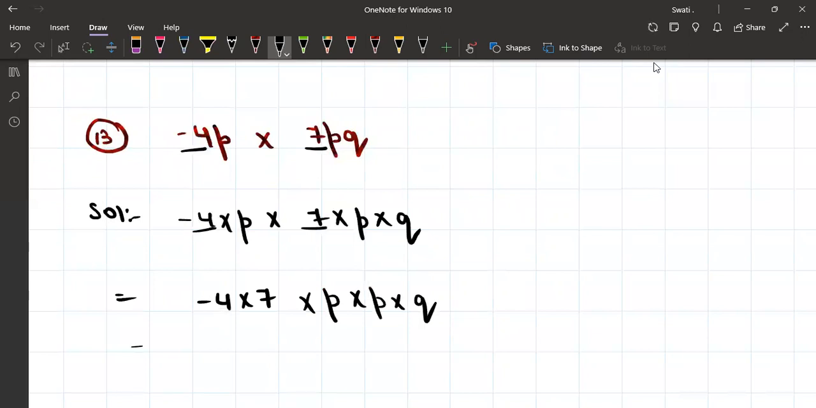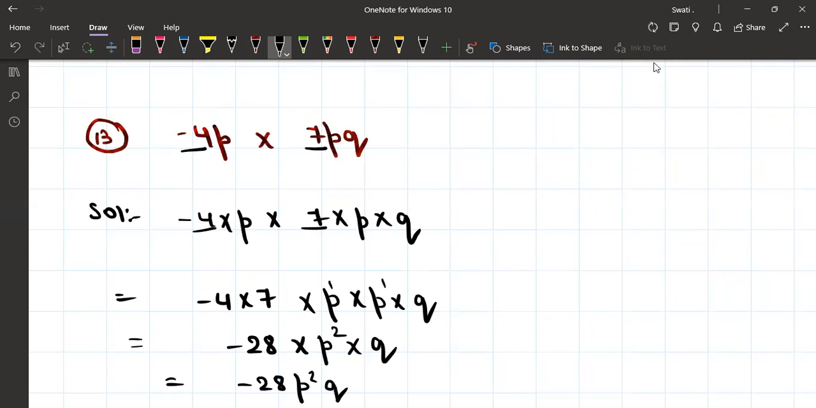Of course, minus 4 times 7 is going to be minus 28. And p times p, of course, the power is 1 and 1. So the power will get added. So 1 plus 1 is 2. And this q as it is, so that we will write. Now, if you want, you can remove the multiplication sign and you can write them together. So minus 28 p square q. This is the answer.